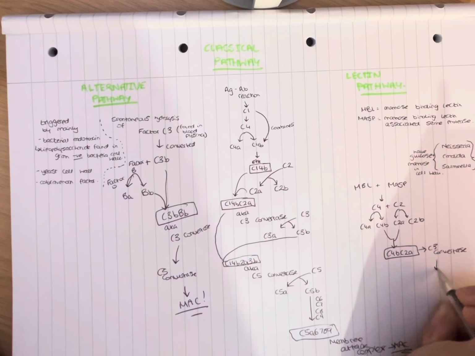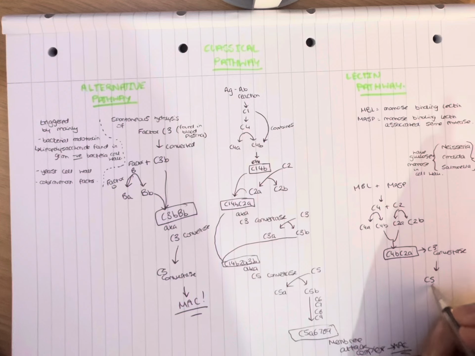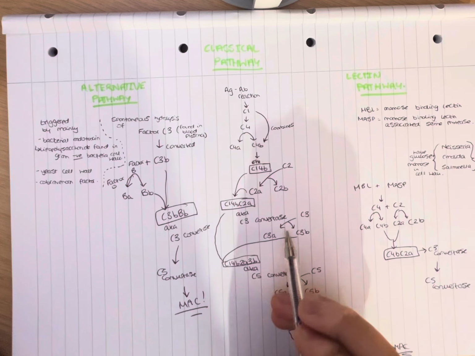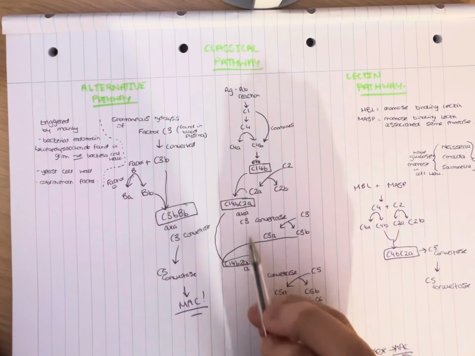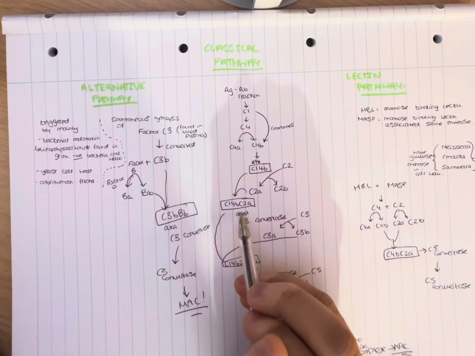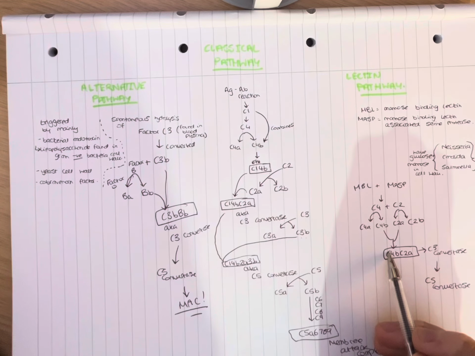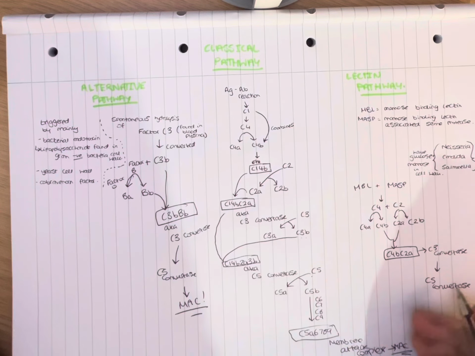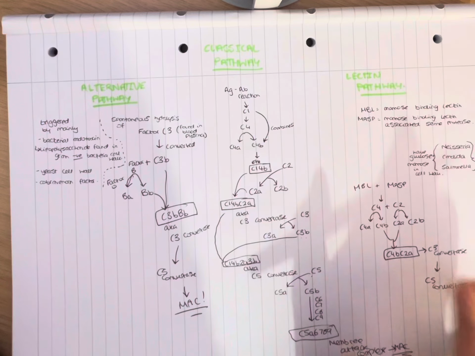Now this would then follow the same path to form C5 convertase. When I say same path, I mean C3 convertase breaks down C3 into C3A, C3B. Then C3B combines back with the original C3 convertase. Then that would act on C5, which gets split to form your membrane attack complex. So that's all of that.